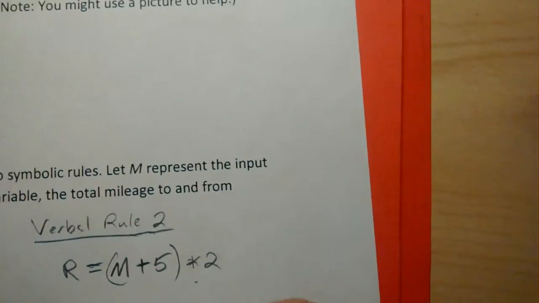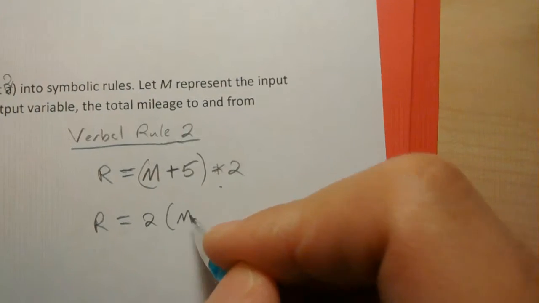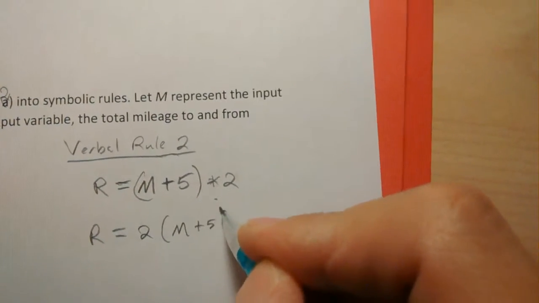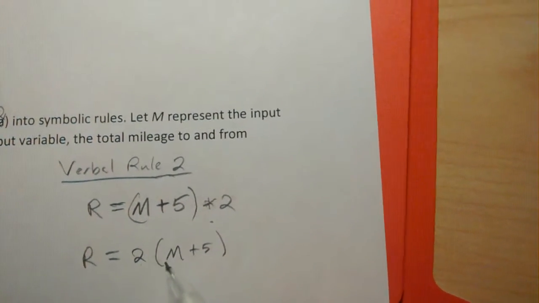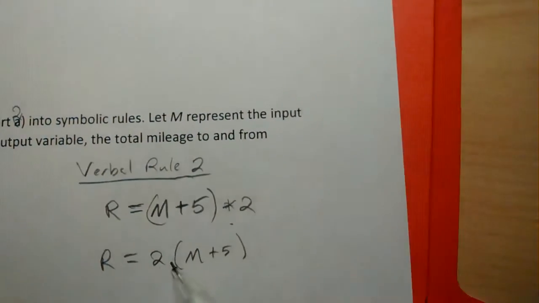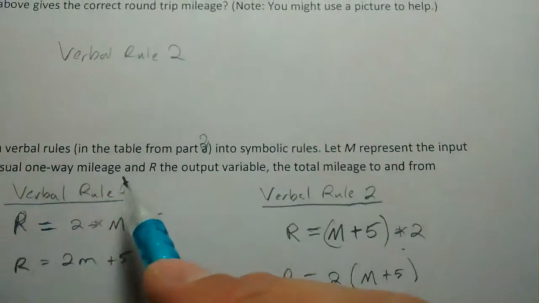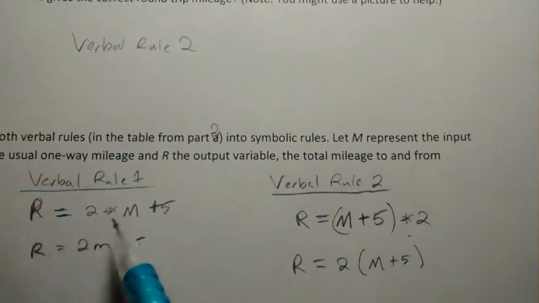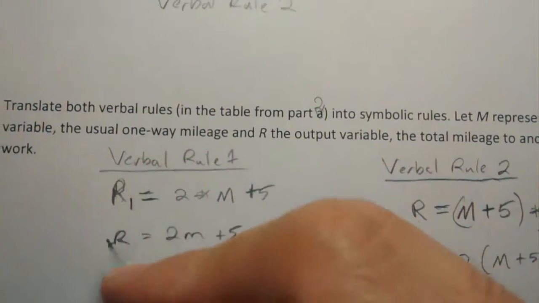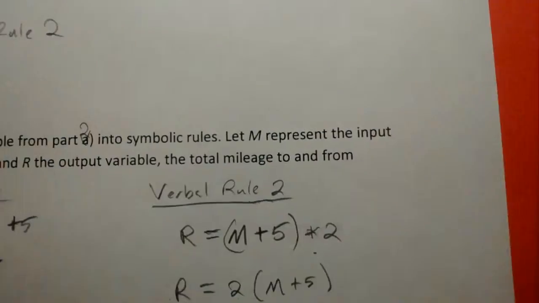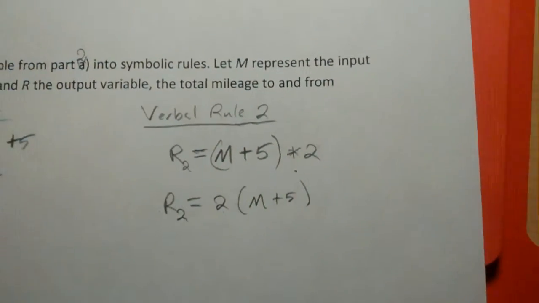You could write it this way, where the 2 is out front, multiplied with the expression that way with no symbol in between there. That 2 next to those parentheses means multiply. So either way, these guys are different, and so we should use differing variables here. So we can just use subscripts. So I'm going to use R1 for the verbal rule number 1, and then R2 for our number 2 rule.